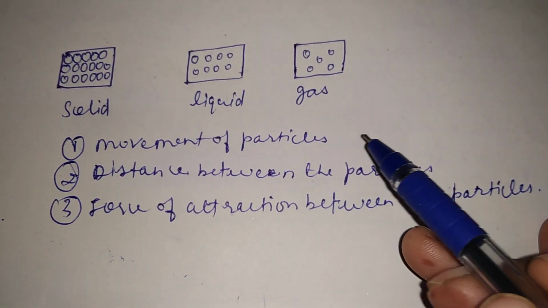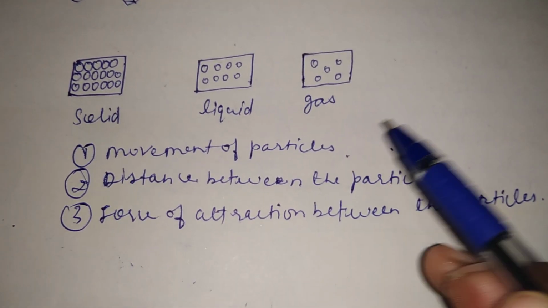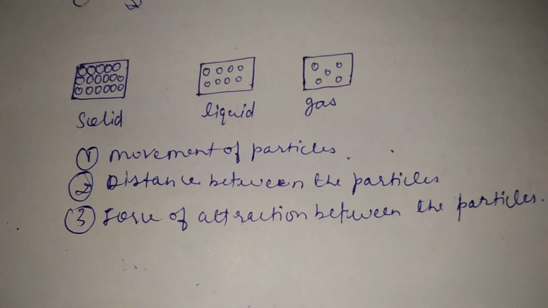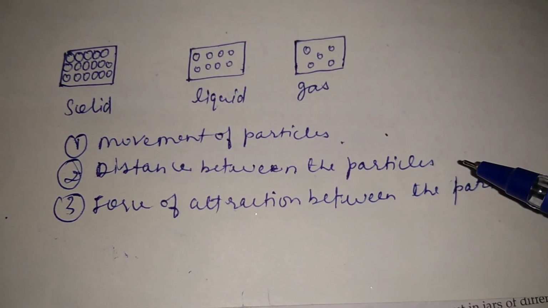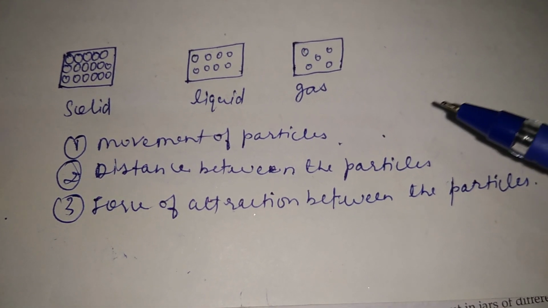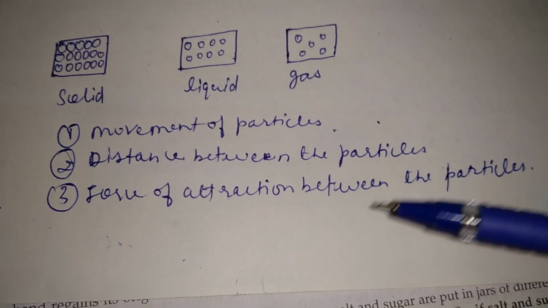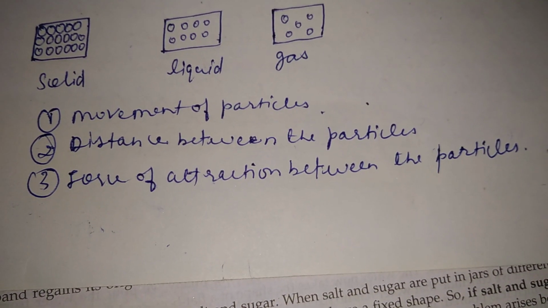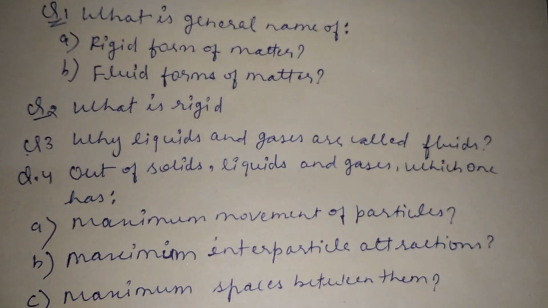So these three things are very important. First, the movement of particles, how much movement the particles are showing, will help you to find out the state of matter. The distance between the particles, how much distance there is between them, will help you to find out what is solid, what is liquid and what is gas. And the force of attraction between the particles. So that's all about today's class.